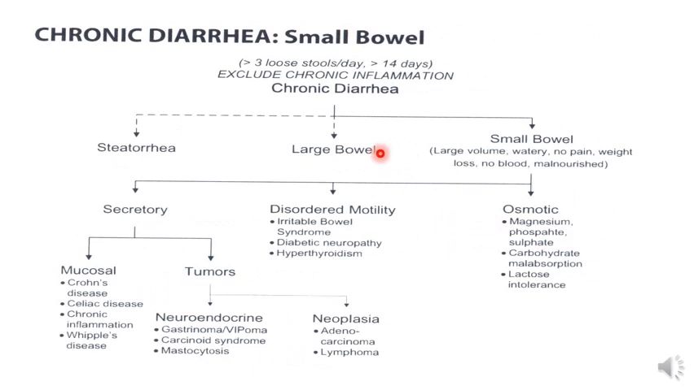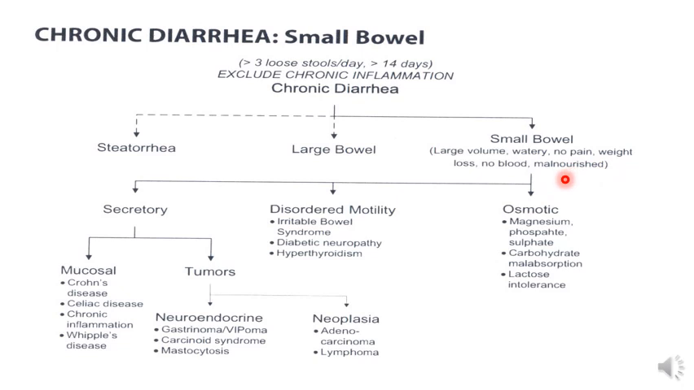The other part of the scheme here is small bowel disease. Here, more than 3 stools per day, more than 14 days, and exclude chronic inflammation, chronic diarrhea. Here, problem in the small bowel. The volume of the stool is large, bulky, offensive, watery, no pain, and there is weight loss and no blood, and the child looks malnourished and has failure to thrive.